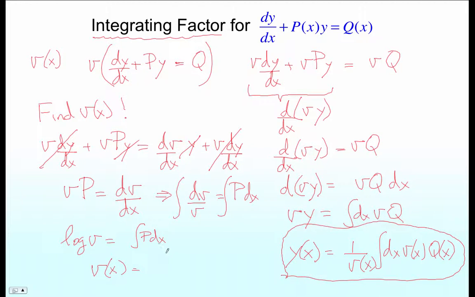This is the exponential of the integral of p of x dx. So e to the power integral p of x dx. Let me write this. So v equals e to the integral p dx is the answer that we were looking for. Calculate v from here first, put it in here, and you get the answer for y of x.